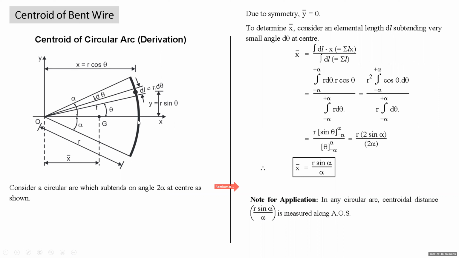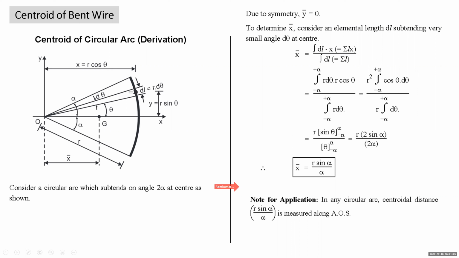If this given wire arc is symmetrical about the x-axis, y bar for this will be 0. The y coordinate of the centroid of a circular arc will be 0. To determine x bar, we consider an elemental length dl, which subtends angle d theta at the center, so that this elemental length dl will be r d theta.